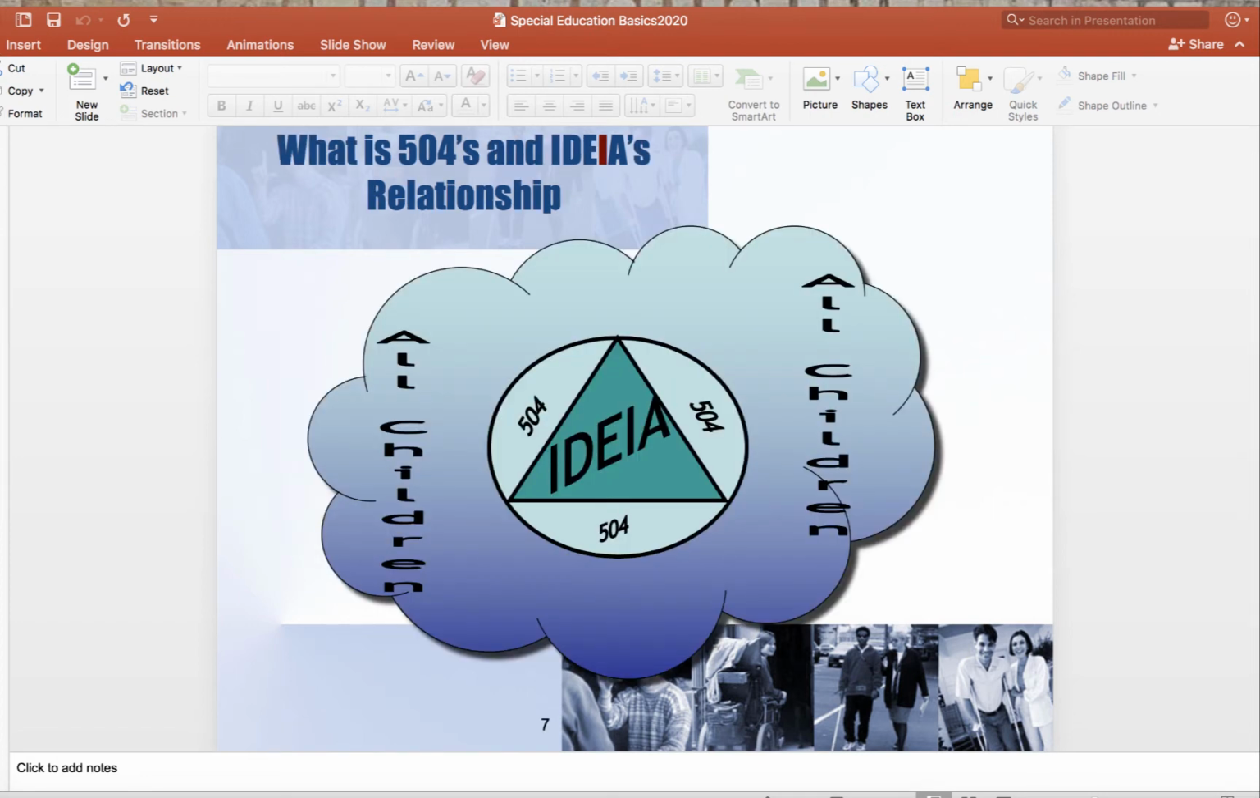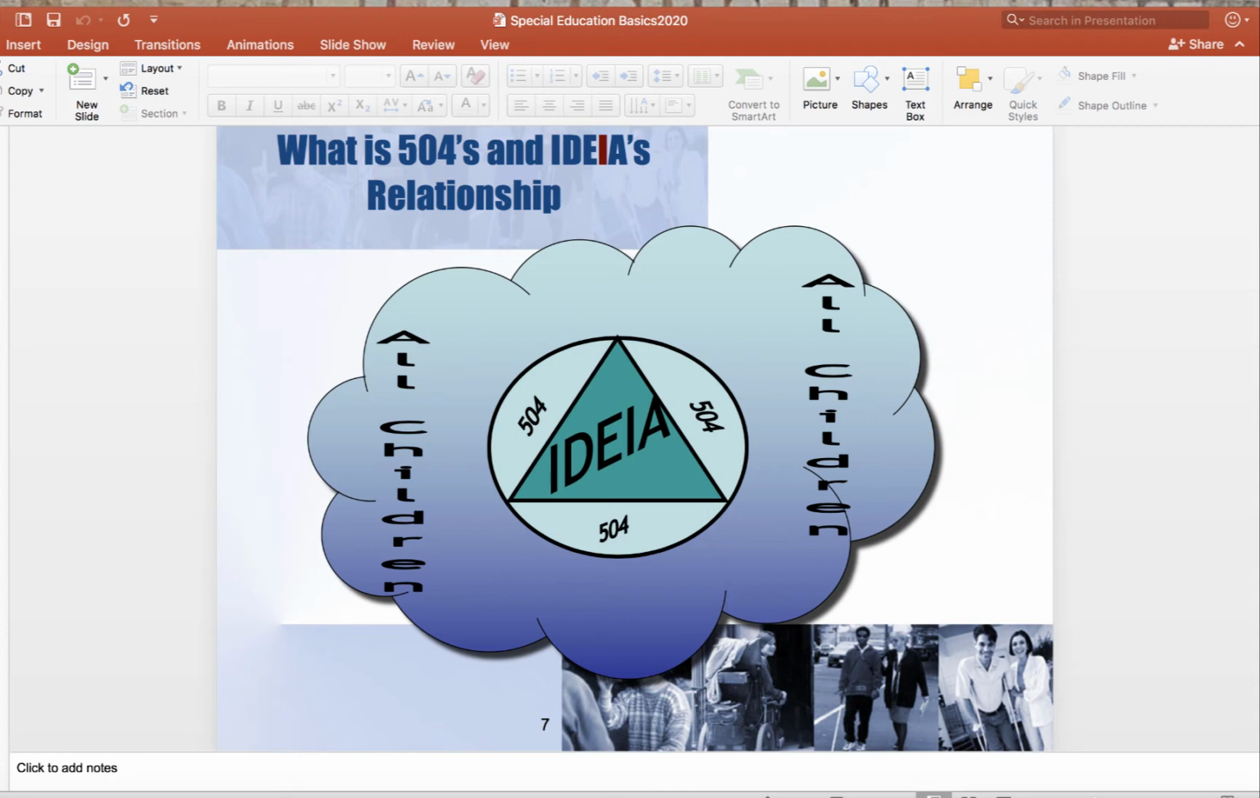Now, let's look at this visual and understand how it all fits together when we look at the schools. The big cloud that you're looking at there are all children. Every single child that walks into the school district and school, with or without a disability, general ed kids, kids that are gifted and talented, kids with behavioral disorders, kids with any disorder. That's the big cloud. But kids that are being served under Section 504 is the circle.